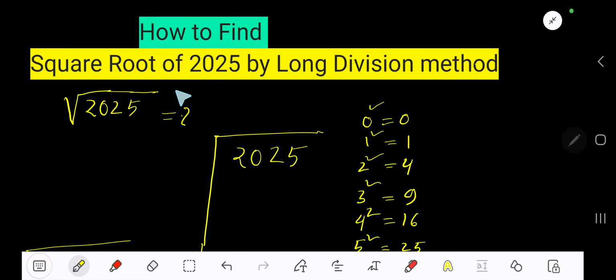How to find the square root of 2025 by the long division method? First, make pairs from right-hand side to left-hand side. This will be your first pair, this will be your second pair.